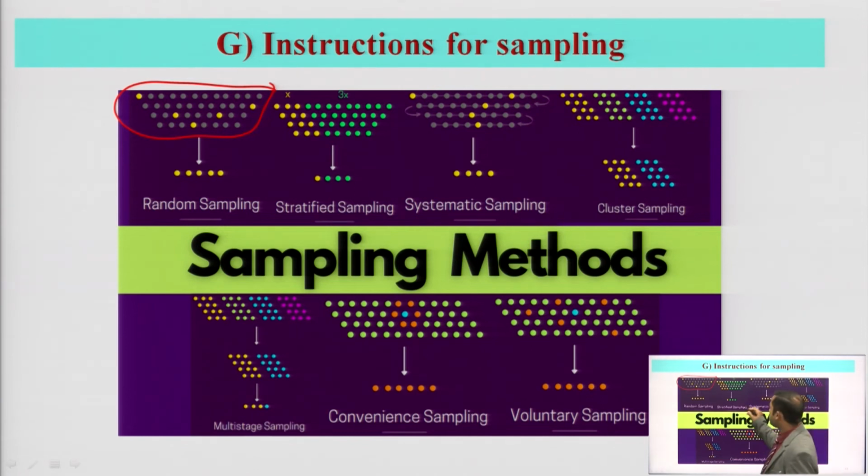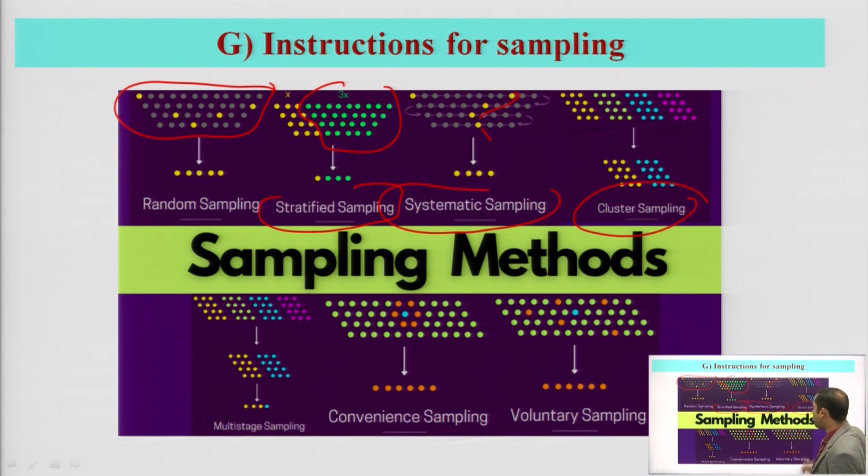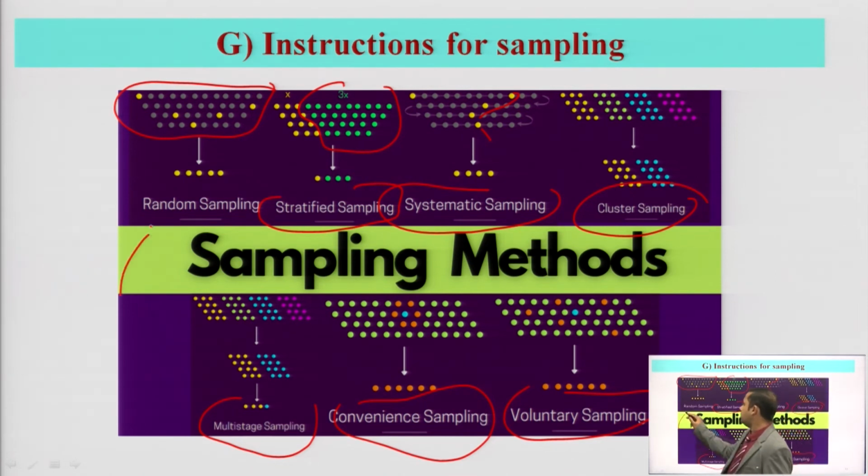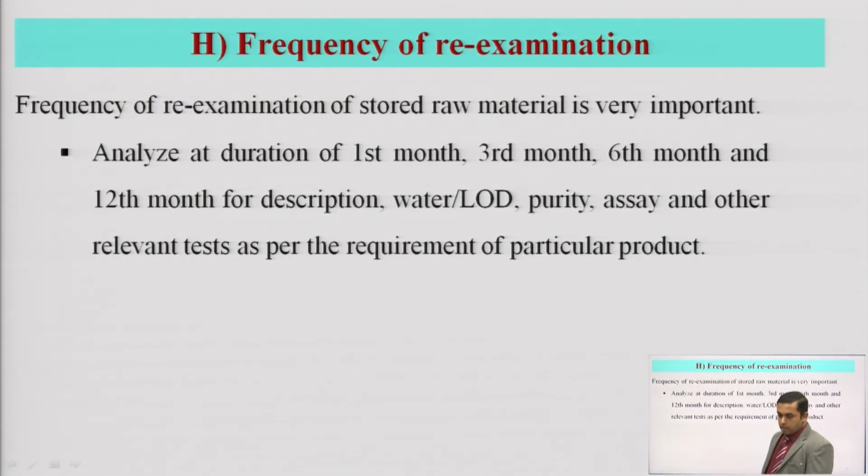You can also do stratified sampling from some particular areas. You can also do systematic sampling like this. You can also do cluster sampling, multi-stage sampling, convenience sampling and voluntary sampling, but most commonly random sampling is used.